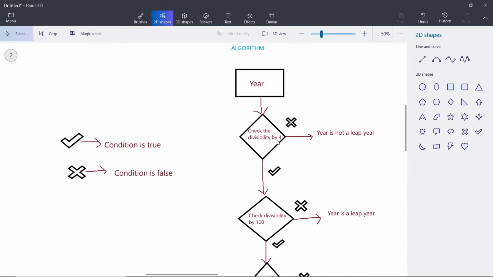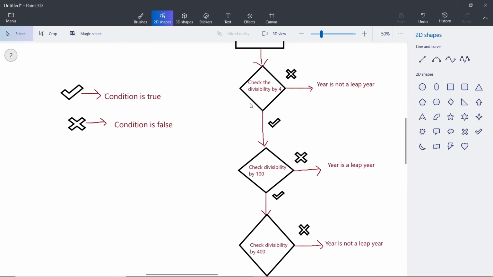And if that year does not pass the divisibility by 4, that is, not divisible by 4, that means that year cannot be a leap year. But if that year is divisible by 4 and not divisible by 100, then all those years could be considered leap years, which are divisible by 4 but not divisible by 100. And if a year is divisible by 100 but not divisible by 400, we cannot say that it is a leap year. So that is a non-leap year.